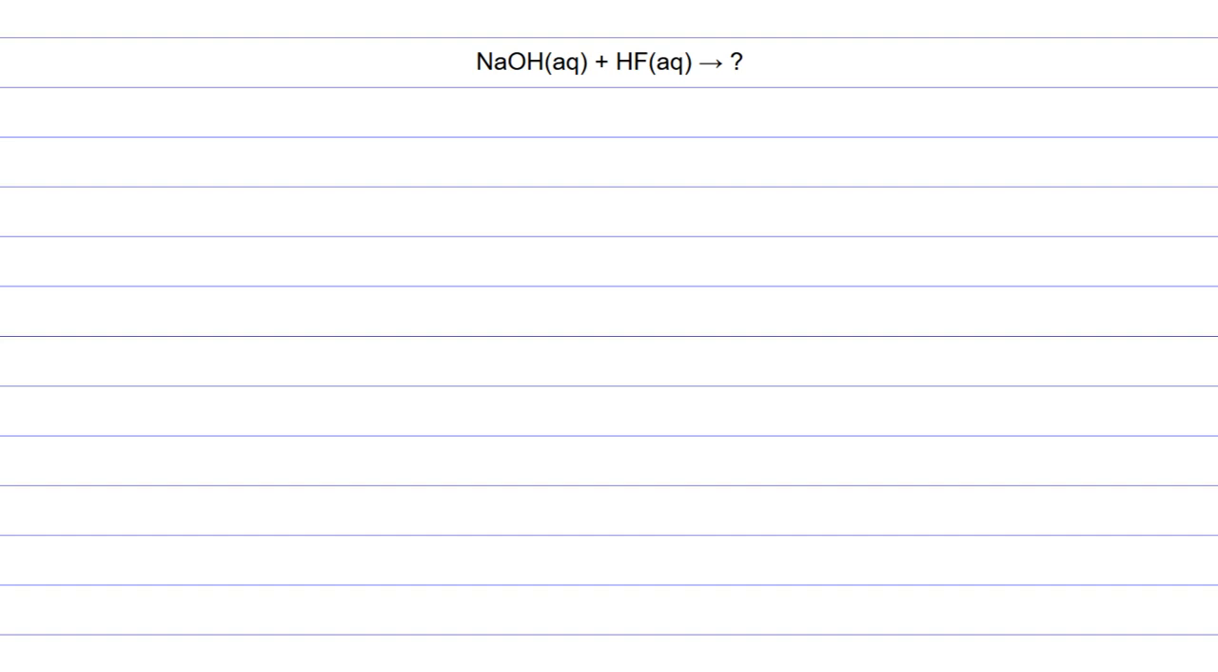For the last example, we have a strong base, sodium hydroxide, reacting with HF. Now, HF is in the aqueous form because it is dissolved in water. However, HF is a weak acid, which means it does not dissociate 100%. And so this reaction is going to be slightly different than the last one. It's got different rules. So we're going to start off, as usual, by writing our complete equation. So we have NaOH in the aqueous form, reacting with HF.